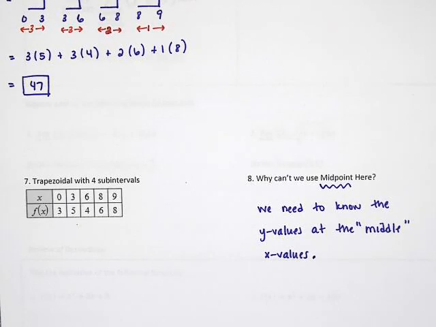So a lot of times with a table, they're going to ask you for left, right, or trapezoid, or they have to make the table in such a way that you can see the midpoint numbers.